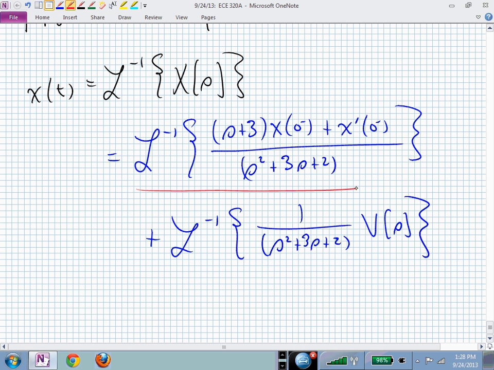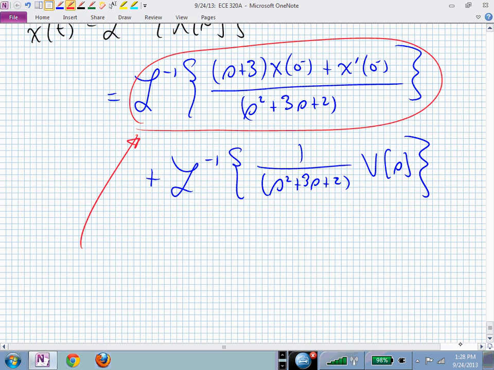Meaning this piece right here is going to provide for little x of t the response due solely to the initial conditions. If we had 0 initial conditions, that term wouldn't be there, would it? So this is the response, or the part of our solution, little x of t, that's due strictly to the initial conditions.